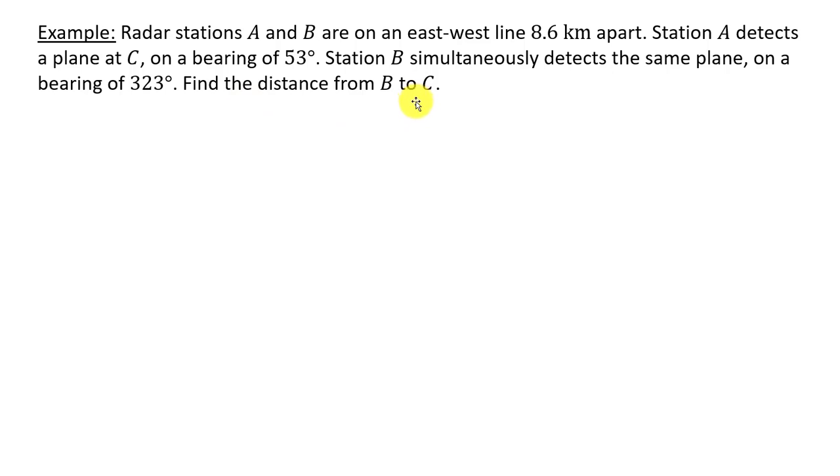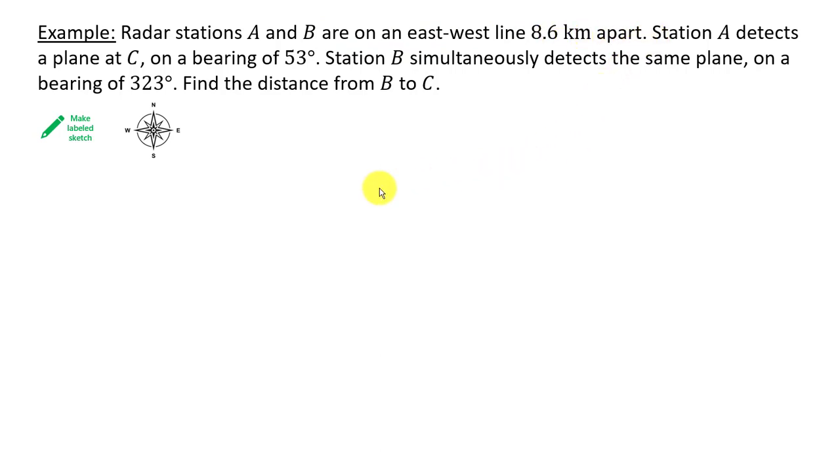It's a lot of information, and the best way to understand what this problem is talking about is by making a labeled sketch. It's going to be crucial for this problem. And I'm also going to put a compass here to help us understand some parts of the problem. So let's start reading it again more carefully and then putting together the sketch. It says radar stations A and B, so we're going to have two points A and B, are on an east-west line 8.6 kilometers apart.